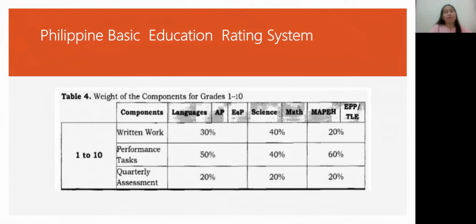So this is the Philippine basic education rating system. Consider the components: written work, performance task, quarterly assessment, and the subjects, such as languages, AP, science, math, MAPEH, and TLE. The grades range from 1 to 0.